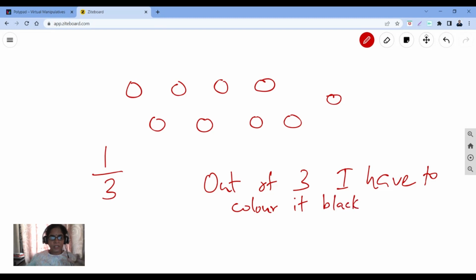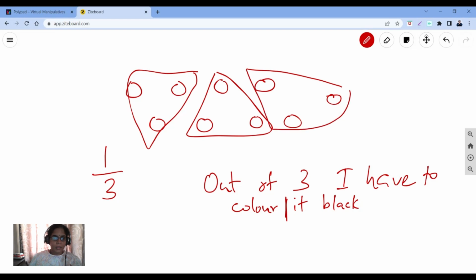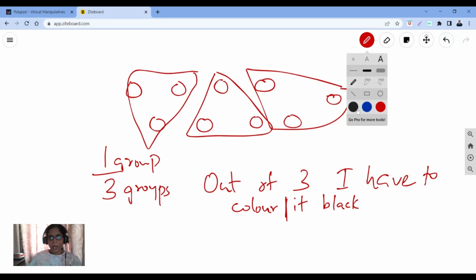Now that's the question. This much is given to you, and one third of it I have to color black. I don't have three first of all, right? So I start making three groups. One third now means one group out of three groups. I can choose this one, or this one, or this one. Whichever, I choose this and color it. I hope you understand this point.